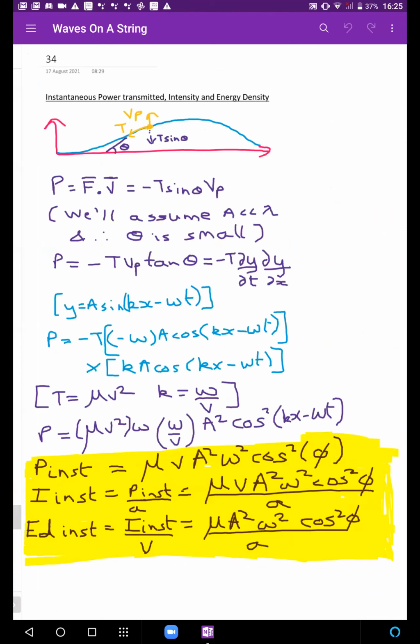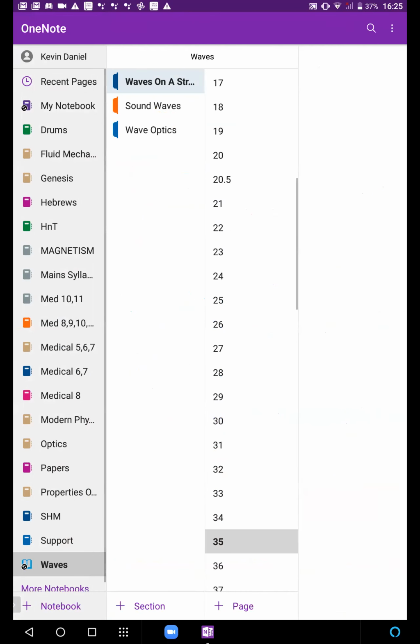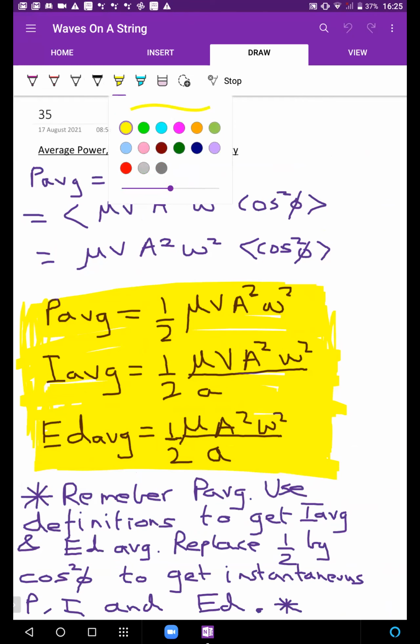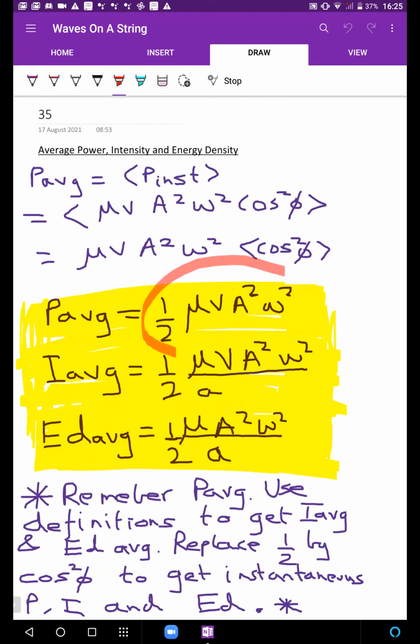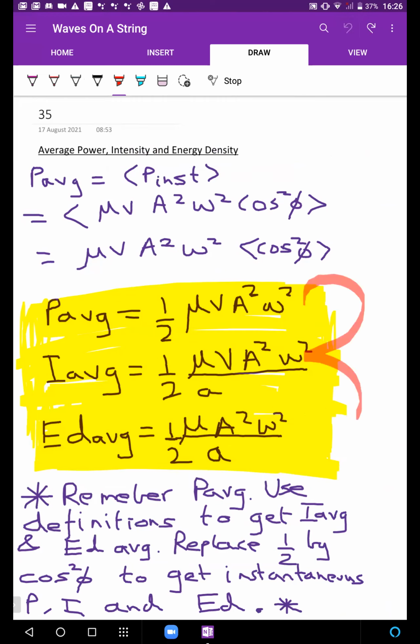Based on that, we get the formulas for instantaneous power, intensity, and energy density. They are in front of you. But more important than these formulas are the formulas for average power, average intensity, and average energy density. And basically, एक याद कर लो, at least power का याद कर लो, half mu v A square omega square. Power का अगर याद कर लिया, फिर power upon area will give you average intensity. तो intensity वहां से आ जाएगा, and then intensity by velocity will give you energy density. So if you remember those conversions or those definitions, you can switch from one to the other.